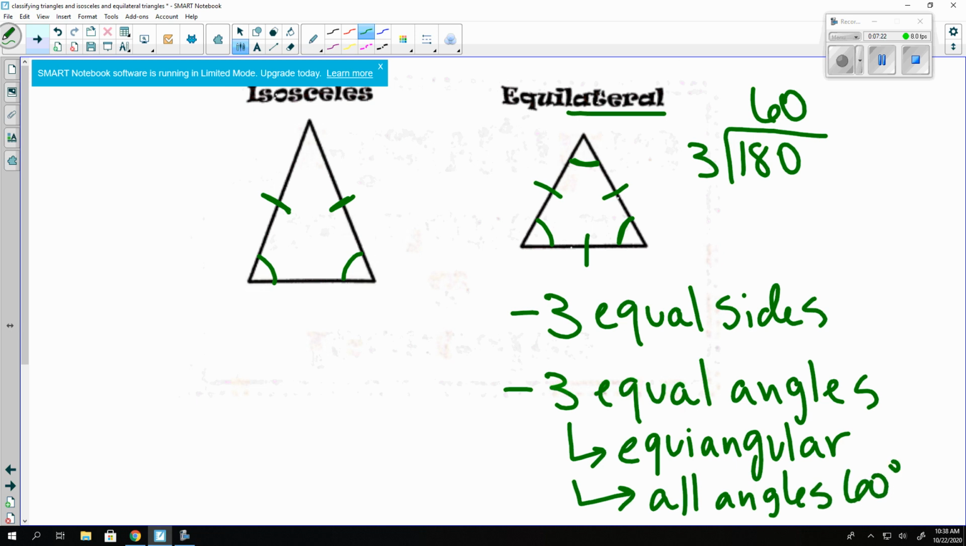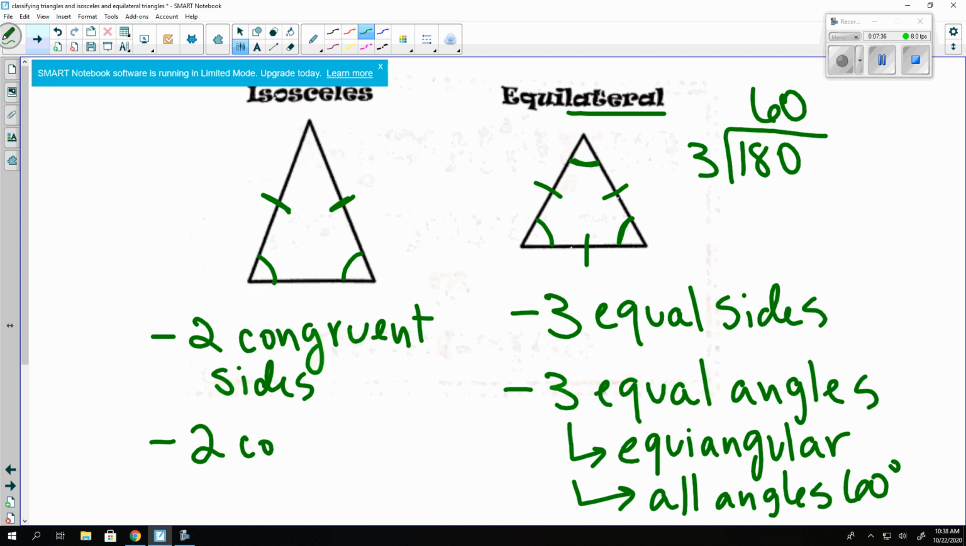So all angles are 60. And then again, with our isosceles, we have two congruent sides and two congruent angles. And remember, congruent means equal. Equal means congruent.